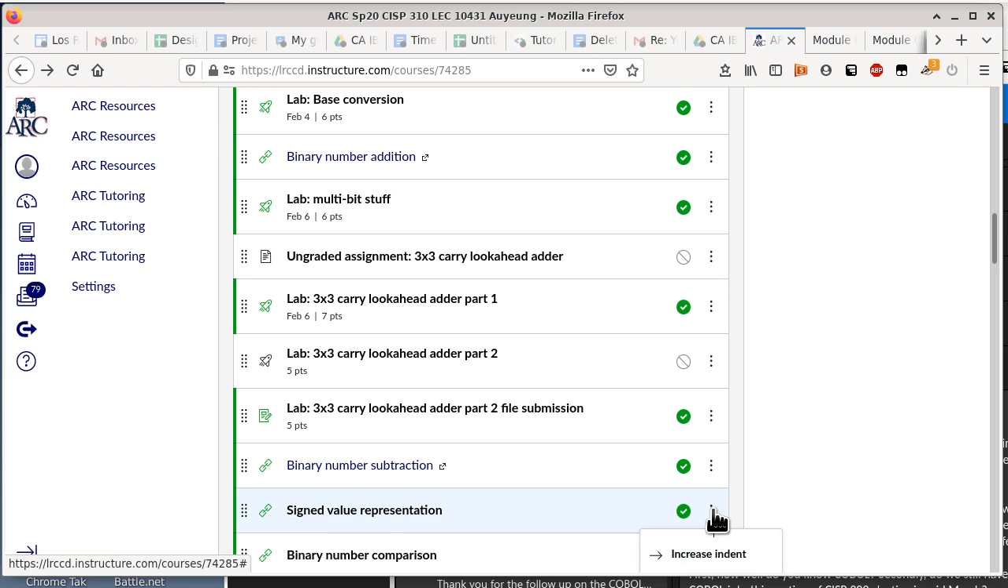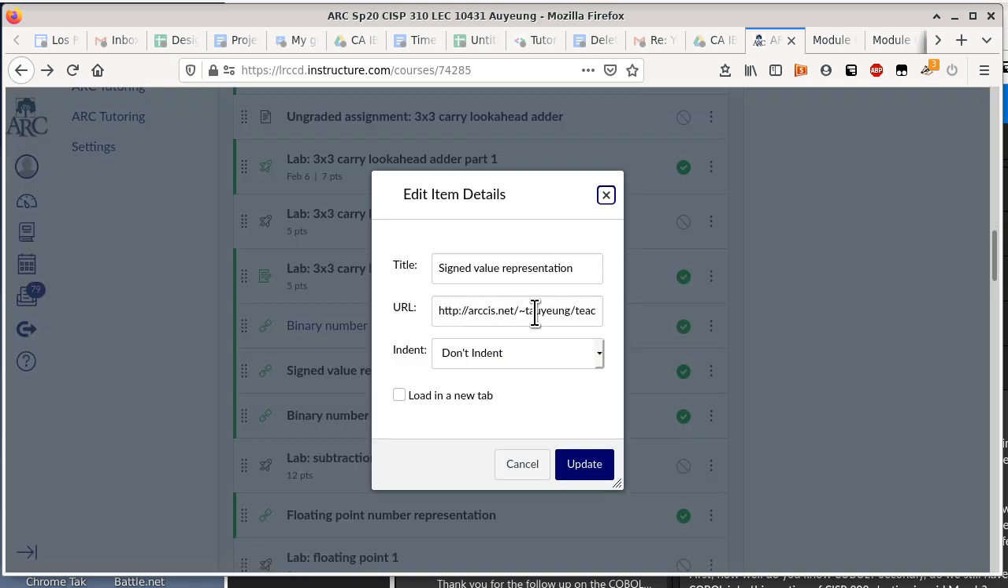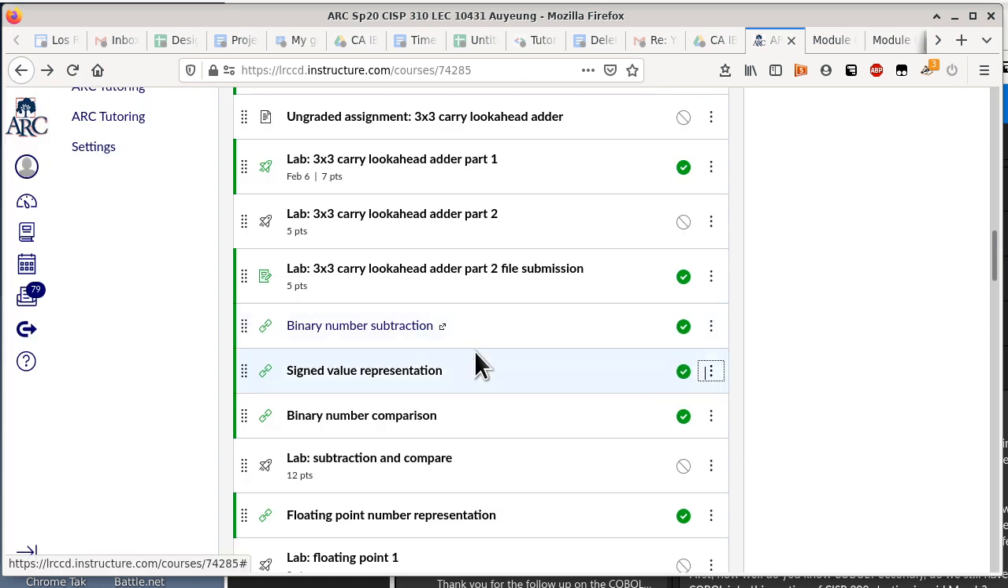Yeah, signed value representation is the one that we want to correct. If something doesn't work, you just have to change the first part to this. I'll send you guys the instructions to do it too. So we change it to power.arc.losrios.edu and then tilde AUYUNT, and then it will work again.